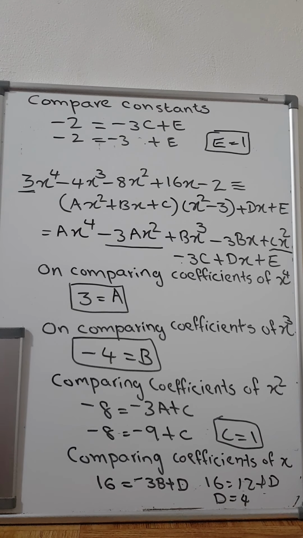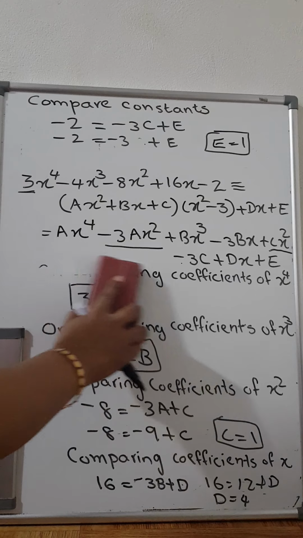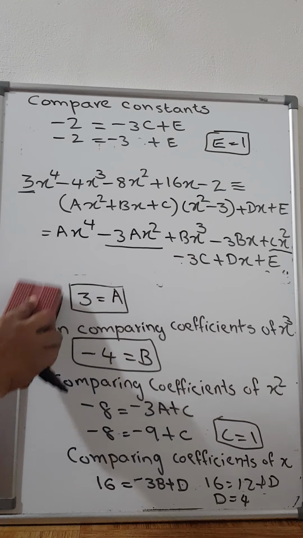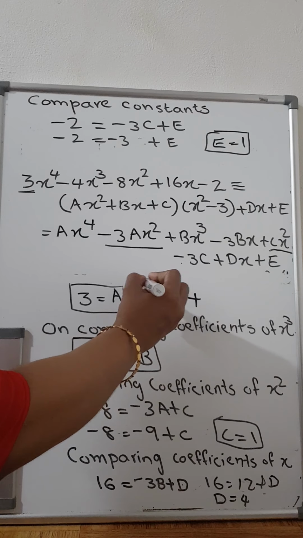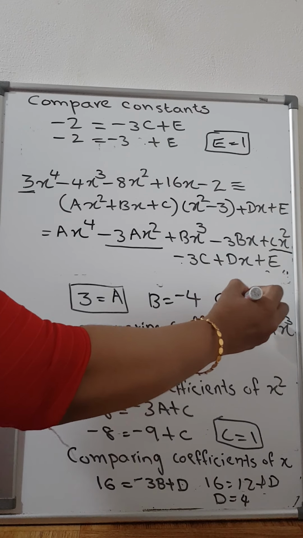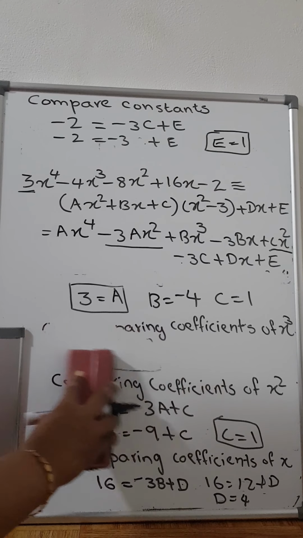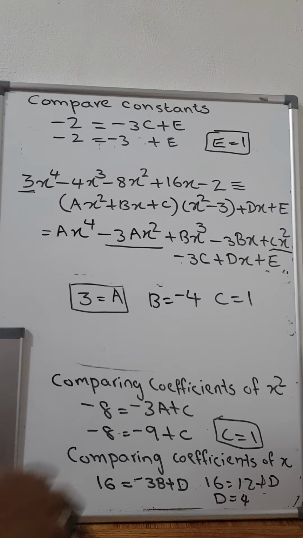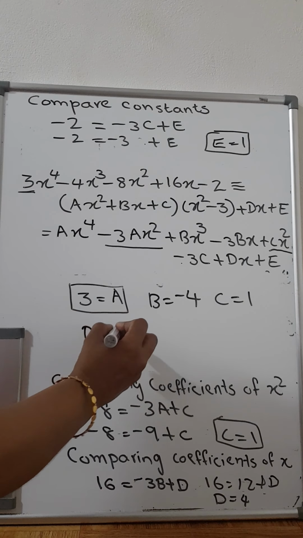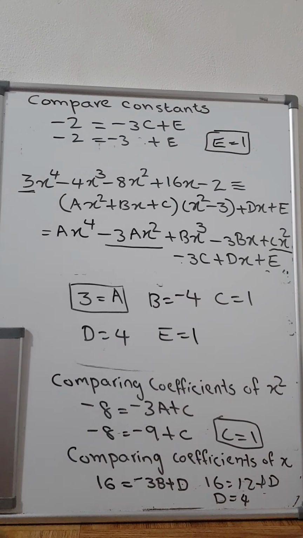So I'm going to write everything together. a is equal to 3, b is equal to minus 4, c is equal to 1, d is equal to 4 and e is equal to 1.